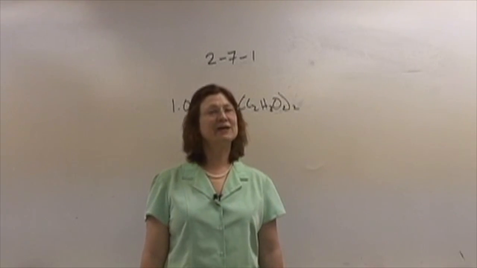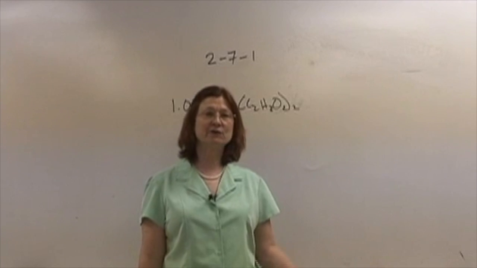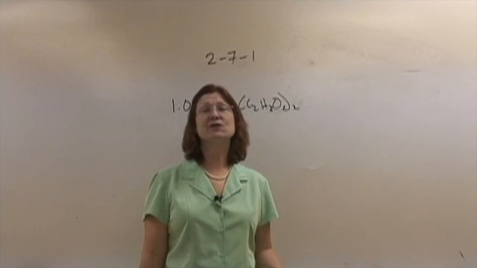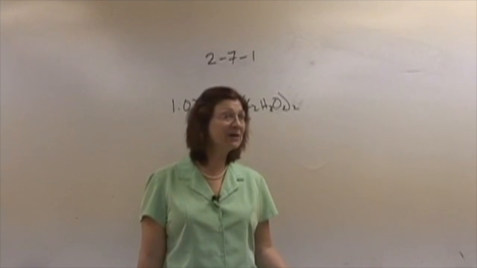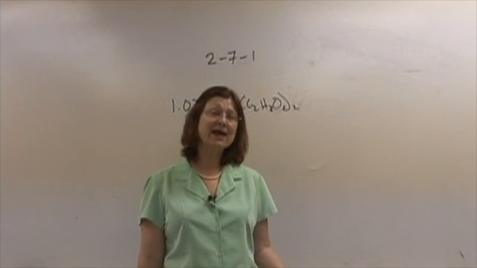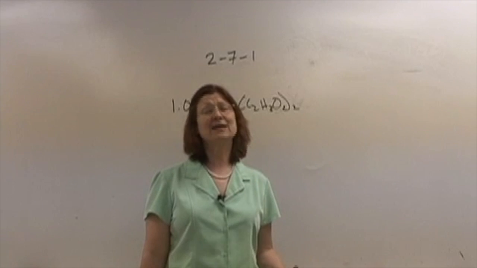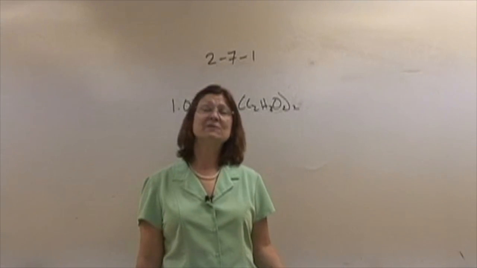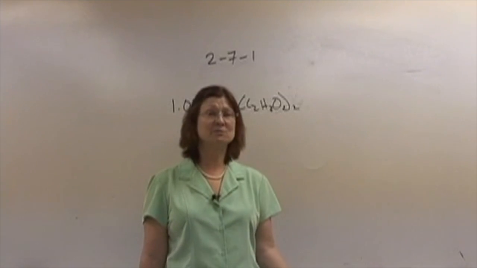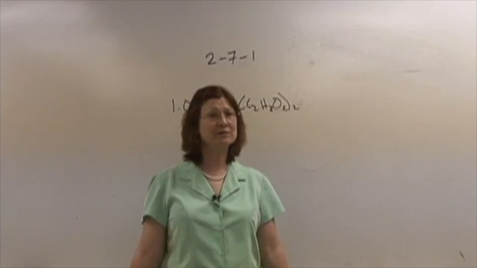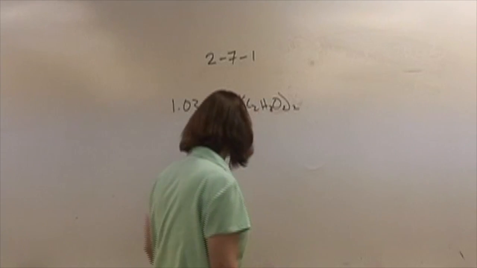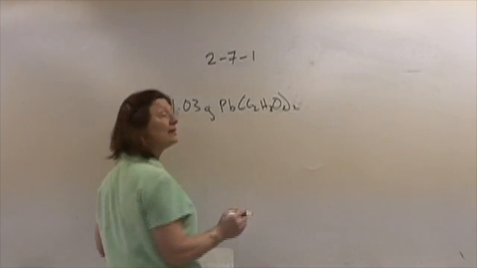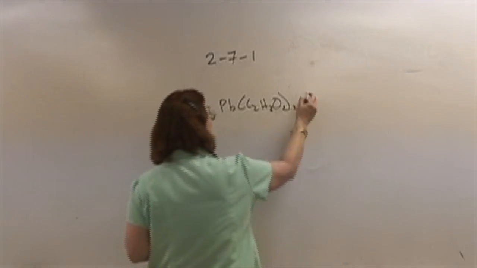In number 2, it's very important to read and understand what information the question is giving you. And you are given the mass of the hydrated crystal, just like we did in the lab, and the mass of the anhydrous compound. The anhydrous compound is the one that we're interested in because that's the one that we can change to grams per mole, because we don't know how much water is in that compound. Therefore, I take the 1.03 grams of lead-2 acetate and change it to moles.